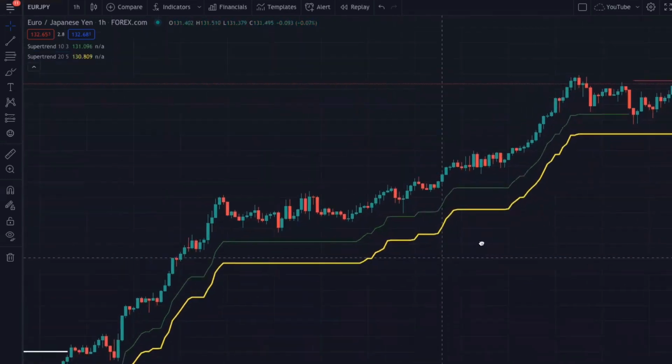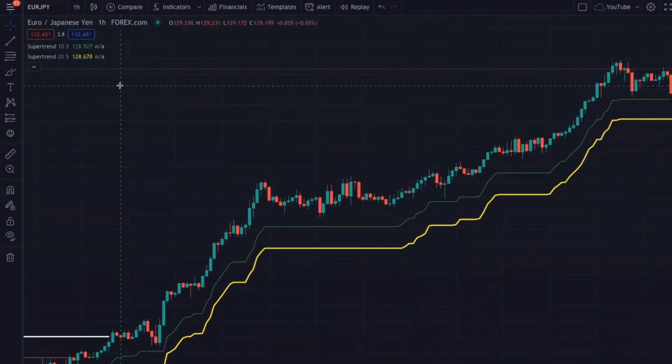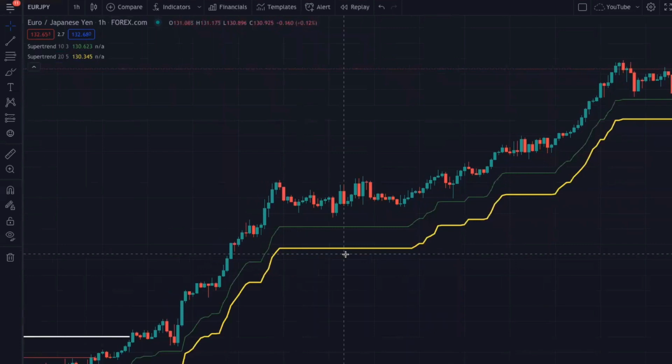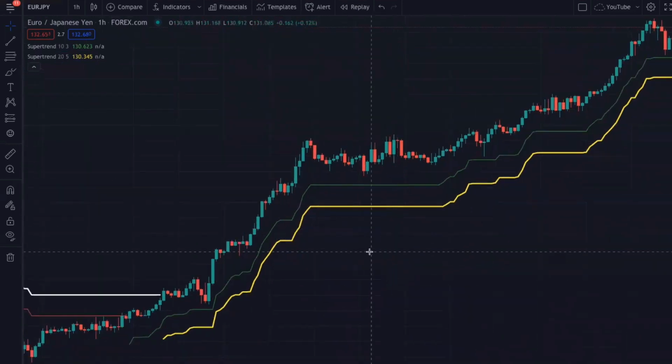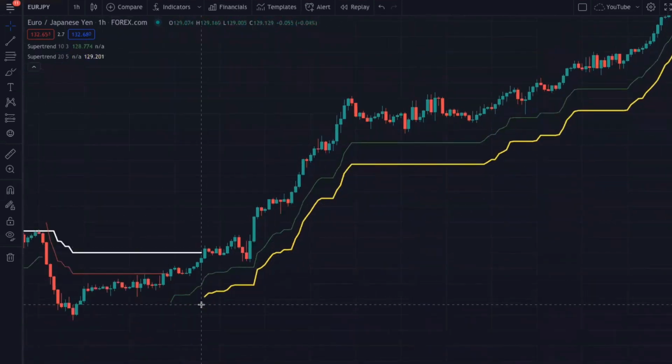All right. So now the 10-3 super trend, that's going to be more of a short-term trend, and the 20 and the 5, the yellow, that's going to be a longer period super trend. So this way we're going to be looking at short-term momentum and we're going to be looking at the long-term as well.